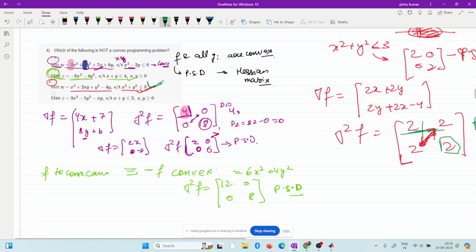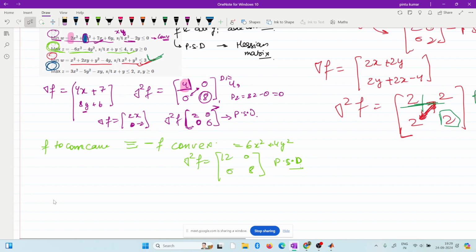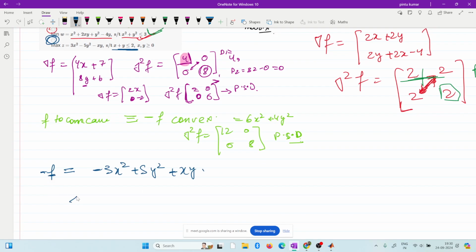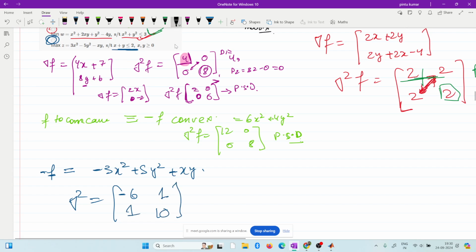Now let's look at the fourth part. I can use blue color to solve this. So this is maximization, so we want to check for negative. Its constraints are again linear, so we need not check about that. So minus f is given by minus 3x square plus 5y square plus xy, right? So its Hessian is given by minus 6, 10, 1, and 1. You can clearly see that the first one is negative.